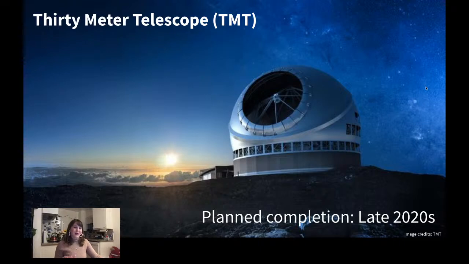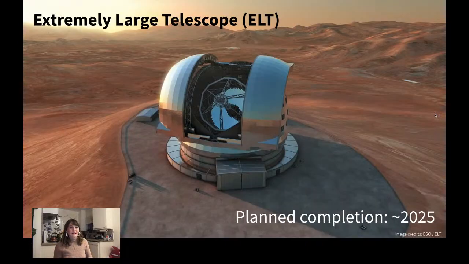Its original planned completion was the late 2020s. That timeline may be a little different because of the land battles that have been going on in Hawaii. I encourage you to read up on that if you don't know what I'm talking about. It's definitely a good conversation about ethics and astronomy. And even if TMT is a little delayed, there are two other projects that are already going forward.